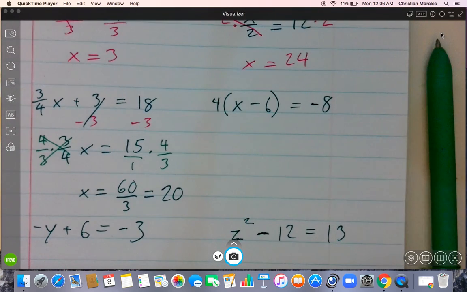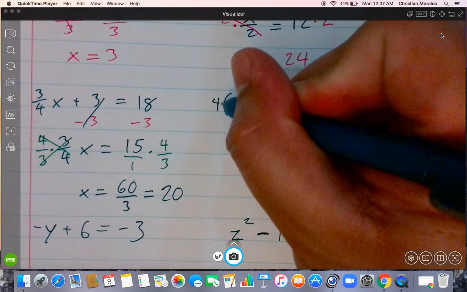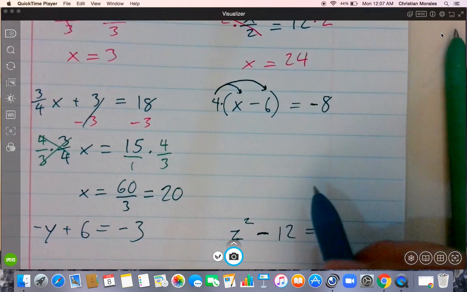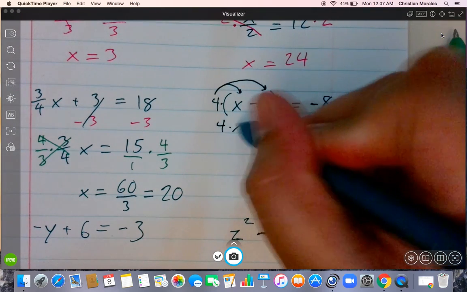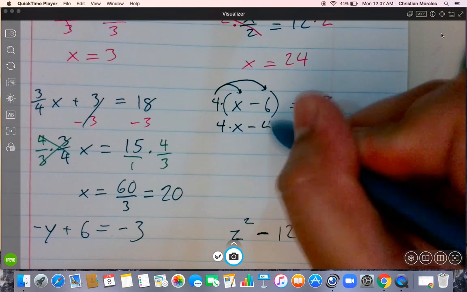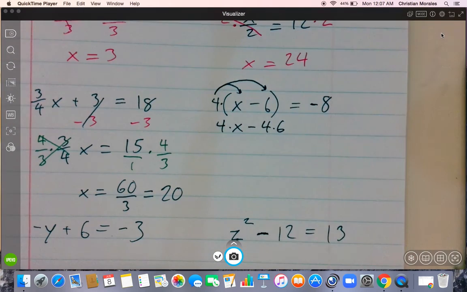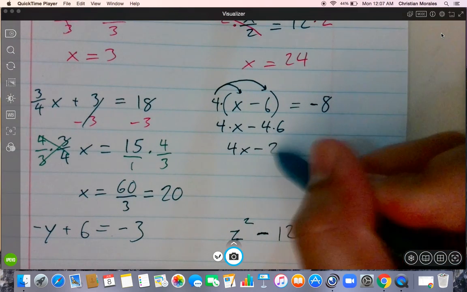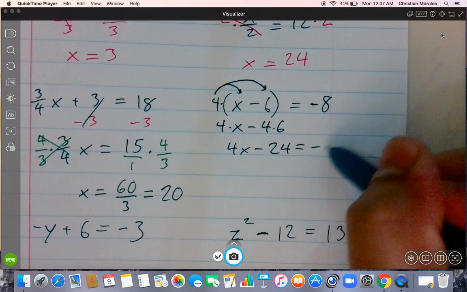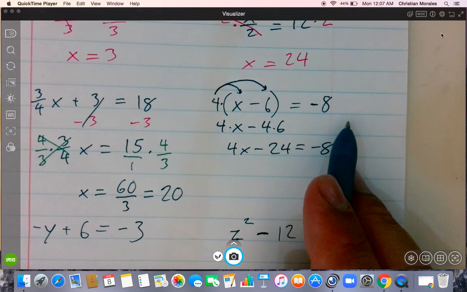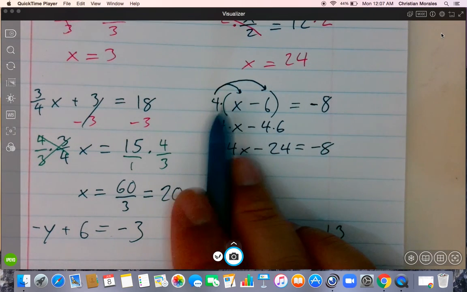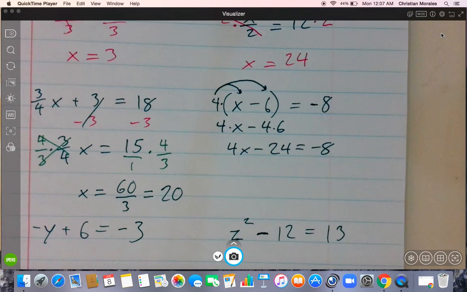Okay, here it's a little different. When you have parentheses, there's something called the distributive property. The distributive property is that the number outside the parentheses is multiplying all the numbers inside. So we're going to do 4 times x, and we're going to do 4 times 6. They're both going to multiply by 4. You're going to get 4x minus 24 equals negative 8. You're not multiplying both sides by 4, you're not canceling it out. You're just combining the numbers on this side together. So this becomes your problem.